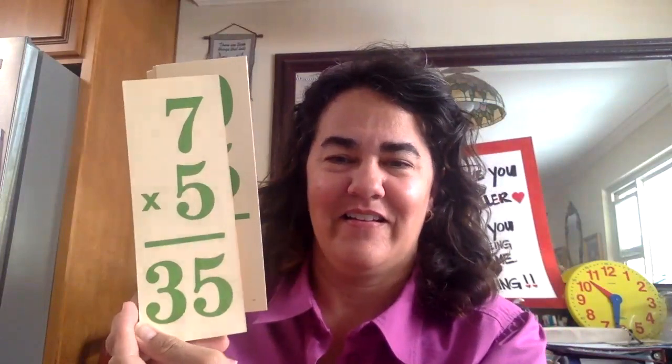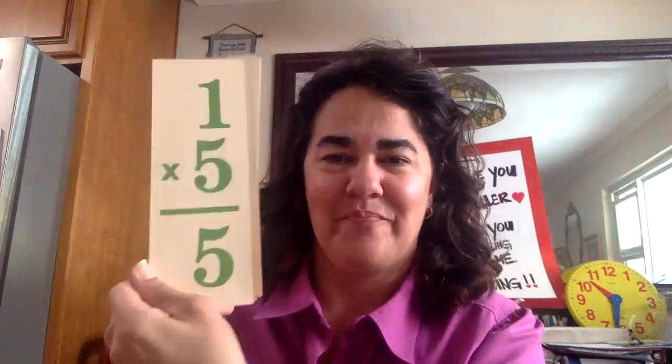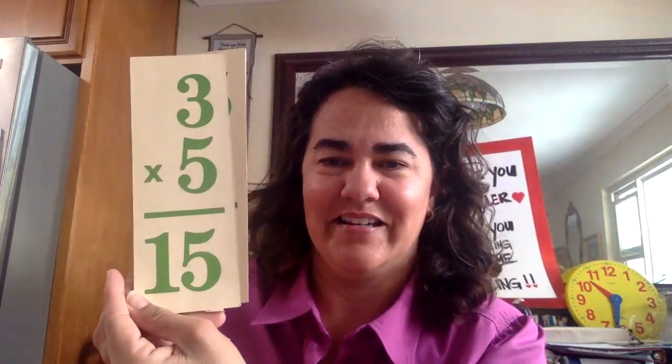9 times 5 is 45. 11 times 5 is 55. 7 times 5 is 35. 10 times 5 is 50. 1 times 5 is 5. 3 times 5 is 15. 5 times 5 is 25. If you're saying it faster than me, that's great.